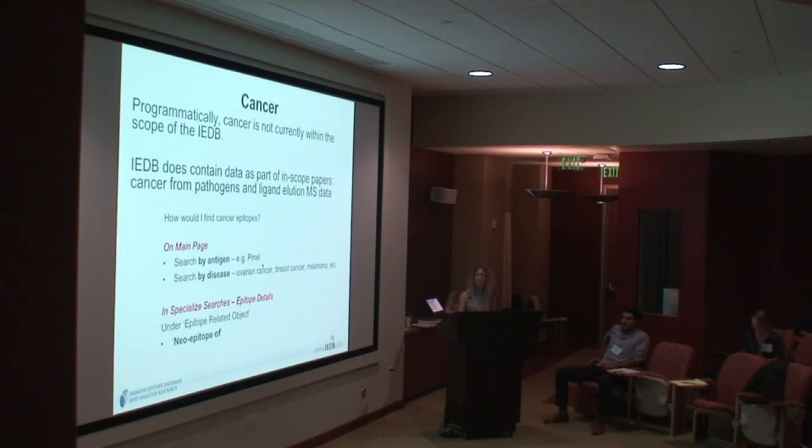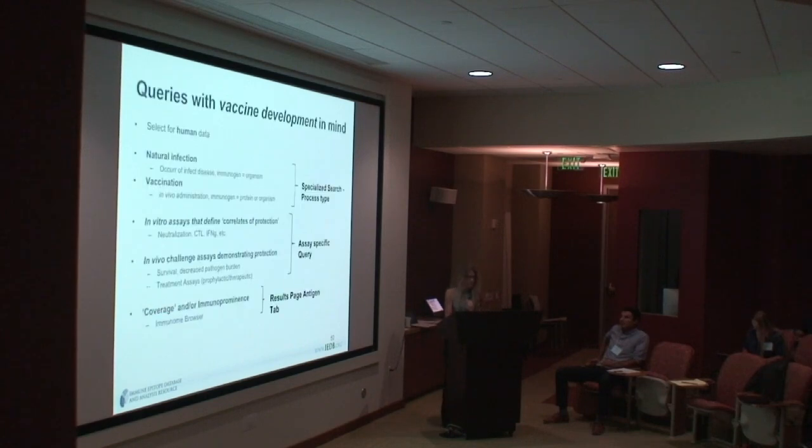On the main page, you can search by the antigen. For example, you type in the cancer antigen that you're interested in. Or you can search by disease. You can look up different types of cancer. Or on the specialized search page that Nima showed you, under epitope details on the drop-down menu, you can look at Epitope Hub, and that'll give you a list of the cancer papers we have today. So we're not a repository of cancer epitopes. We want to make that clear. However, we do have some cancer data, and fingers crossed, going forward, that might become a reality.